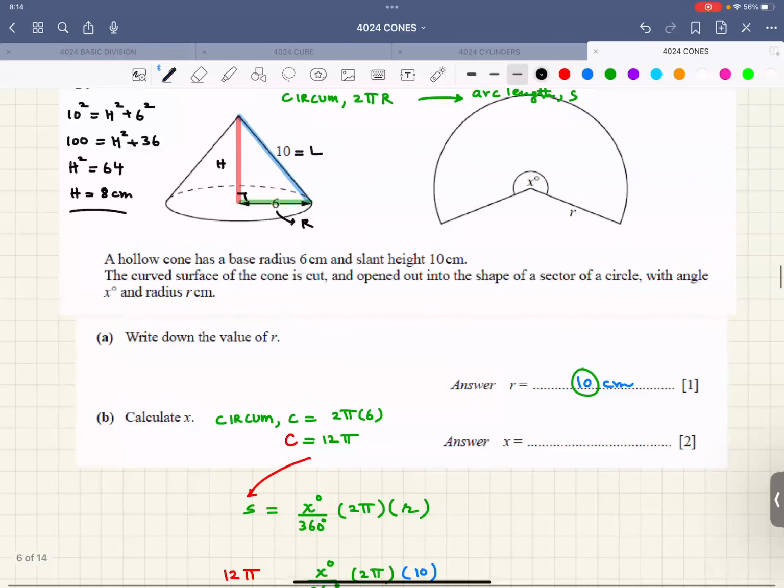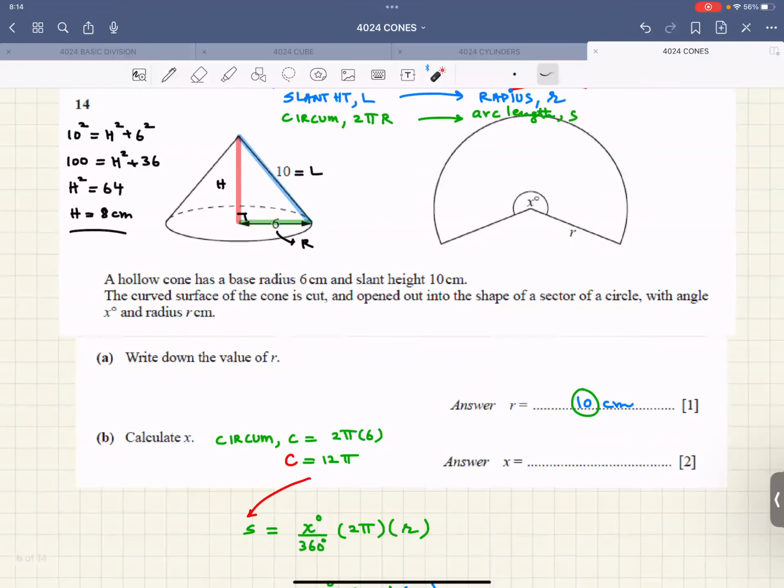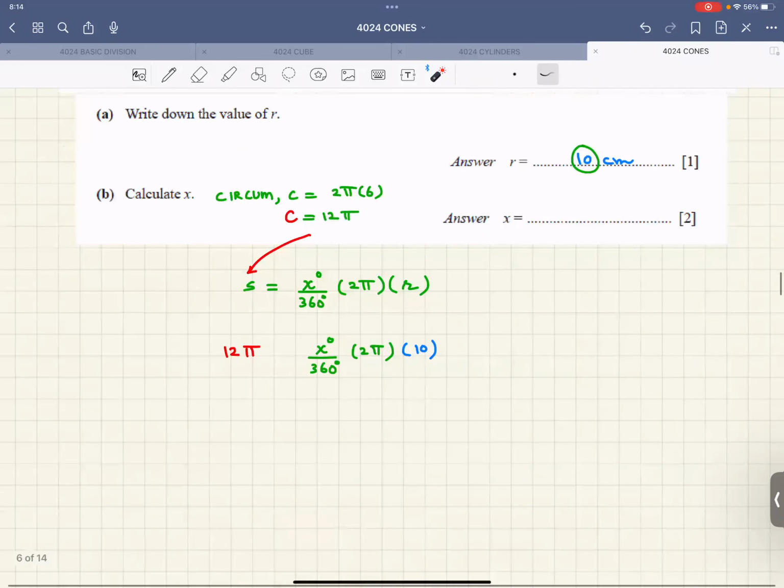Let's look at the diagram once again. This circumference over here becomes the arc length. This circumference is 12 pi. That's based upon this capital R. The arc length is x over 360 into 2 pi r. This r is this r, which is 10. So now some calculation.